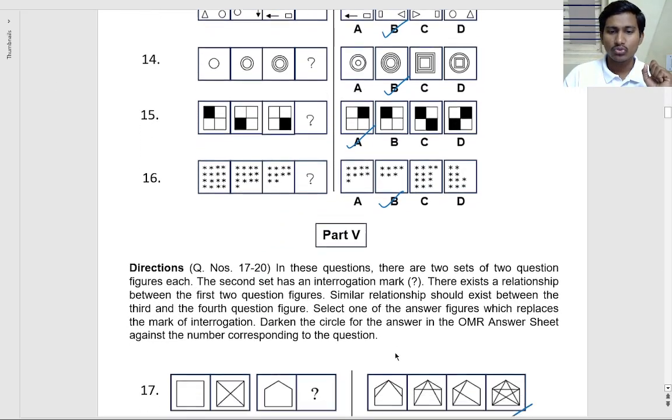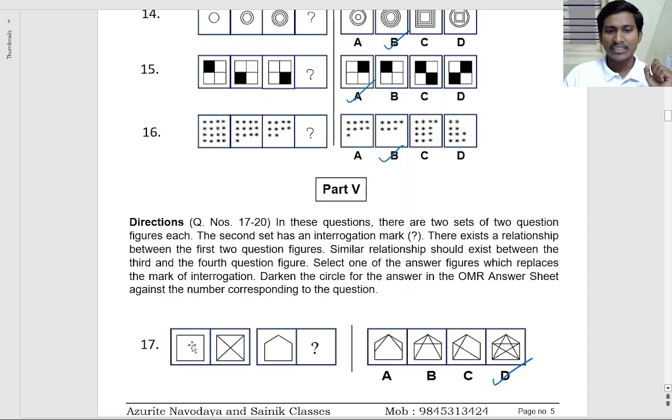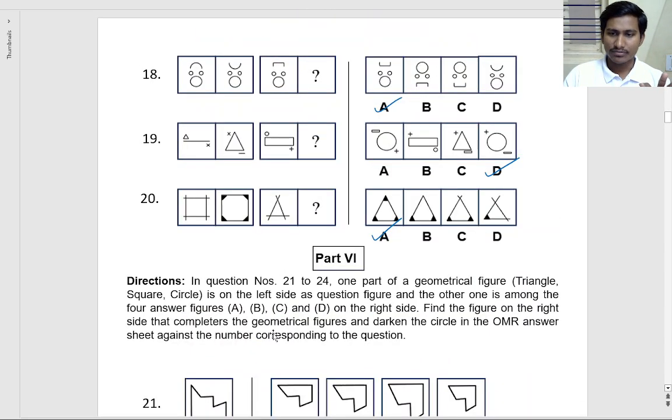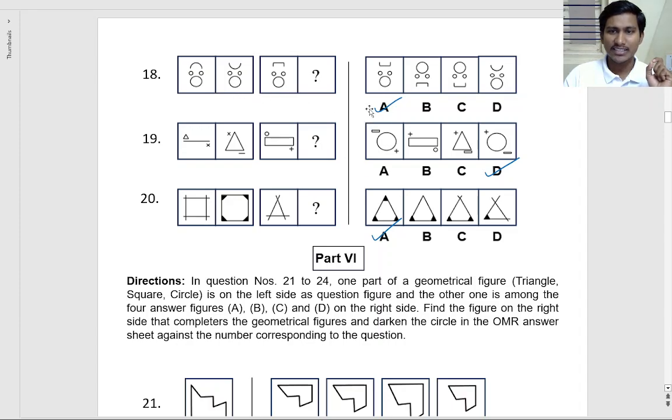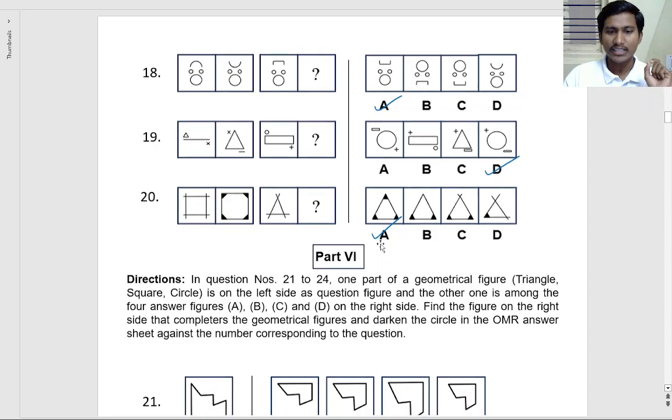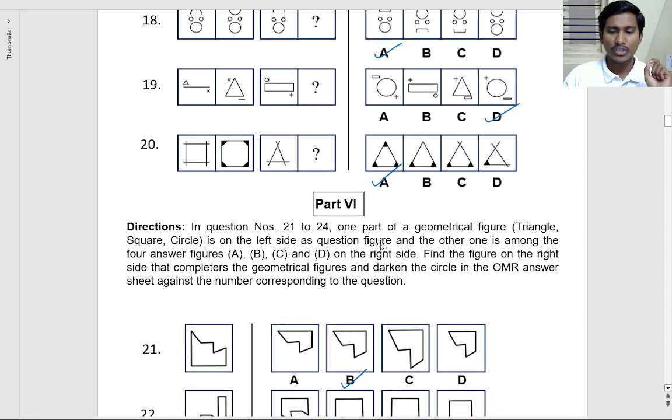Now let us go to the fifth. Here this is analogy, figure analogy. So 17 answer is D, 18 is A, 19 is D, 20 is A. Okay, so the sixth question. What is the sixth question?